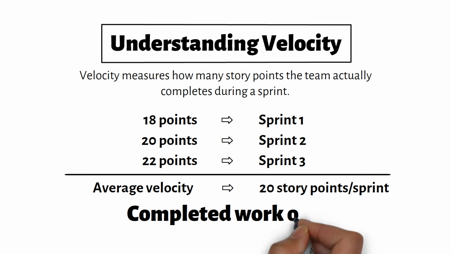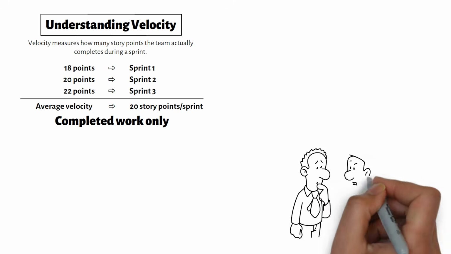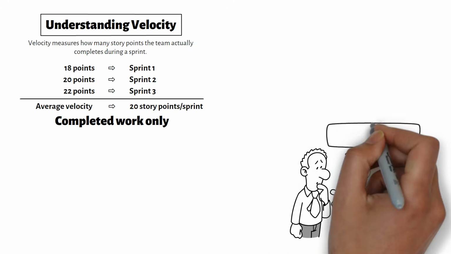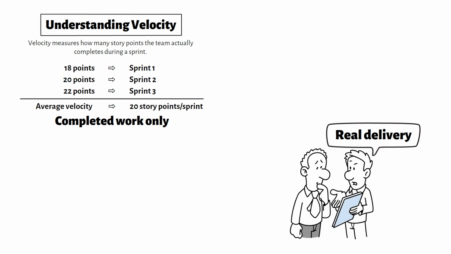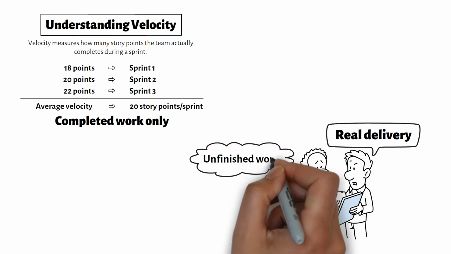If a story is started but not completed according to the definition of done, it usually does not count toward velocity. This is important because velocity should reflect real delivery. It should not include partial credit for unfinished work.